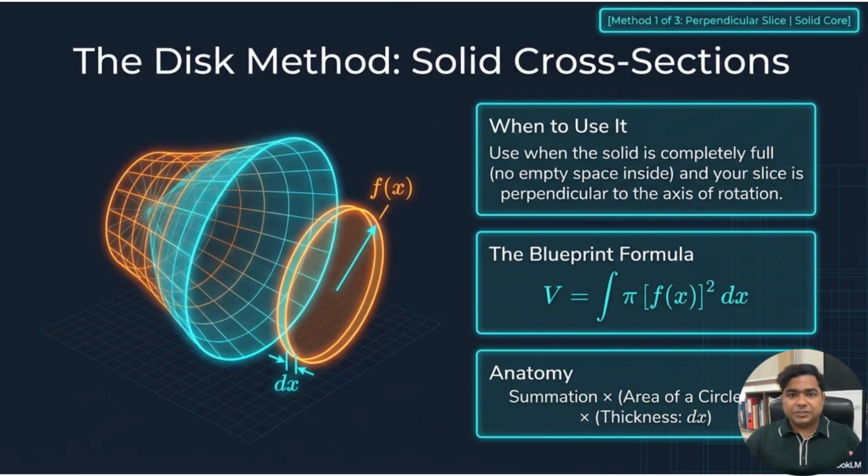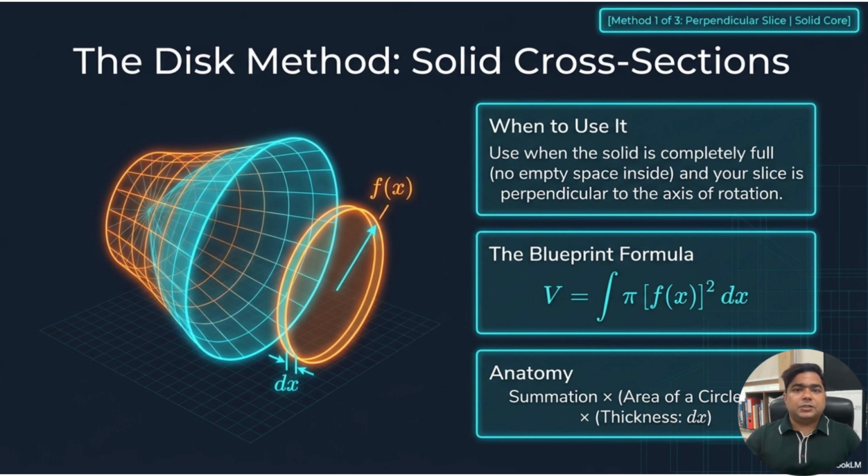This slide explains the disk method. The disk method is used when a region is rotated around an axis and the resulting solid has no empty hole inside. Each slice of the solid is like a circular disk. The formula shown here is V equals the integral from a to b of pi times open bracket f of x close bracket squared dx. Verbally, we say volume equals the integral from a to b of pi times the square of f of x with respect to x. Why does this formula make sense?